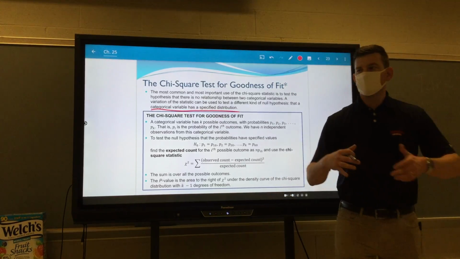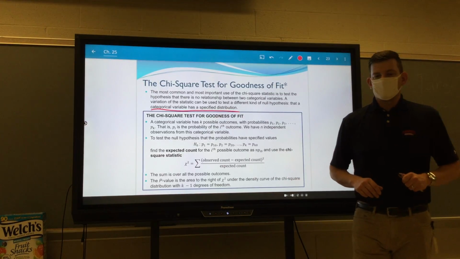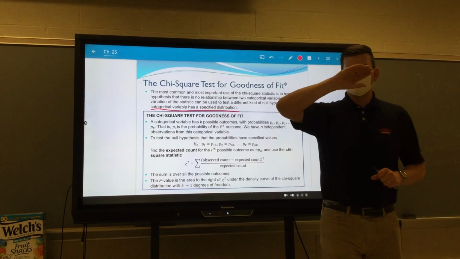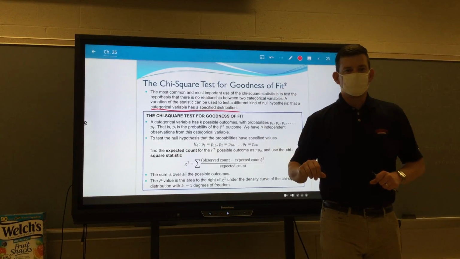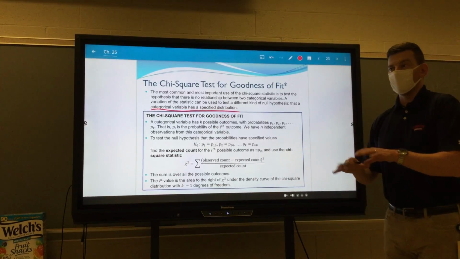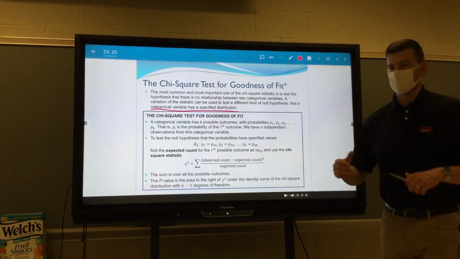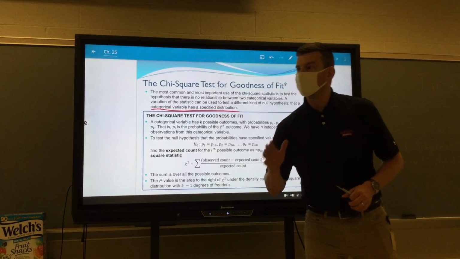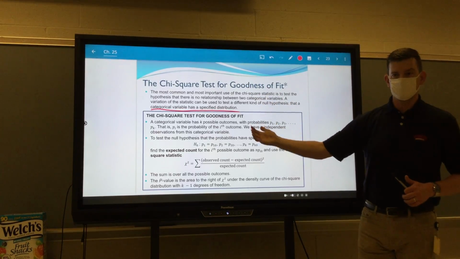For example, let's say we have 100 people in our sample. We would expect 25% to be this category, 10% to be this category, 15% to be this category, 35% to be this category. That's what our expectation is, a predefined distribution. We have our sample. It doesn't match that perfectly, but we want to see if it is a good fit for that predefined distribution.